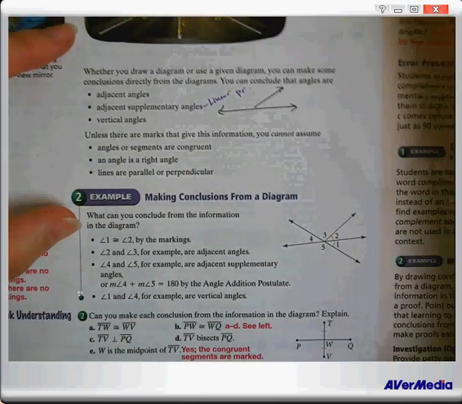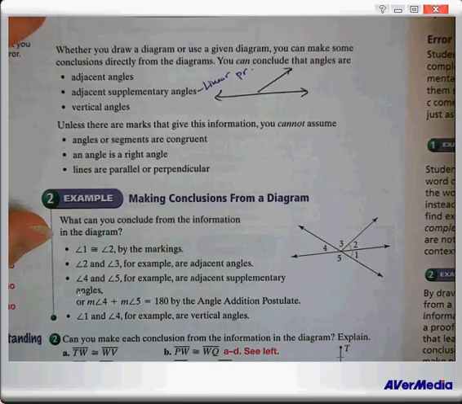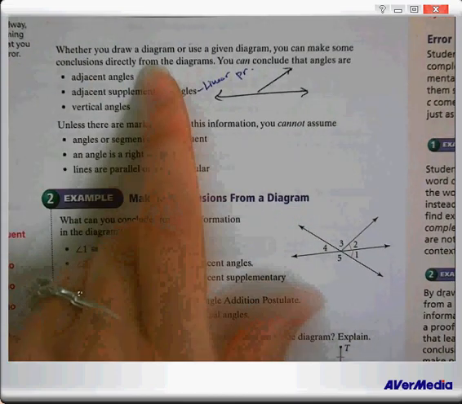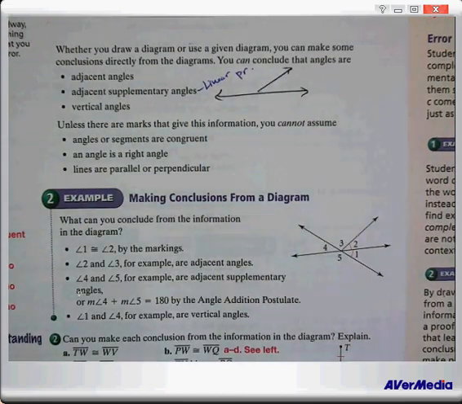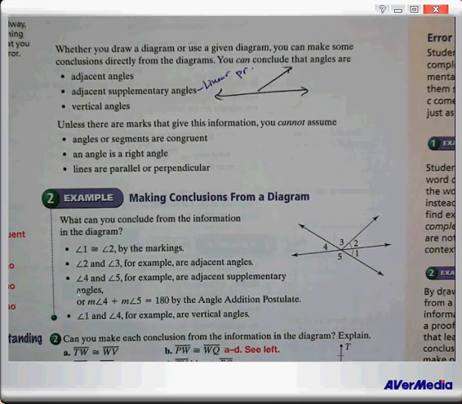You can also assume like lines are always straight, you know, but you can't assume parallel. You can't assume that they're going to intersect. You have to go with the information. But you cannot assume the following unless they're marked.